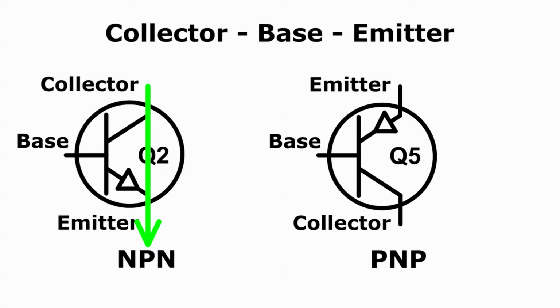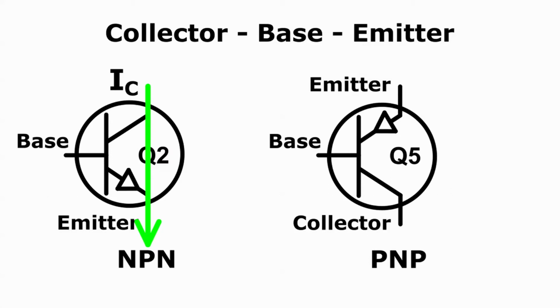It's usual to use the letters C, B, and E as subscripts for any variables which refer to a particular terminal. For example, we would use I subscript C to represent the collector current. Of course, we wouldn't pronounce this as I subscript C. We'd pronounce it as IC.